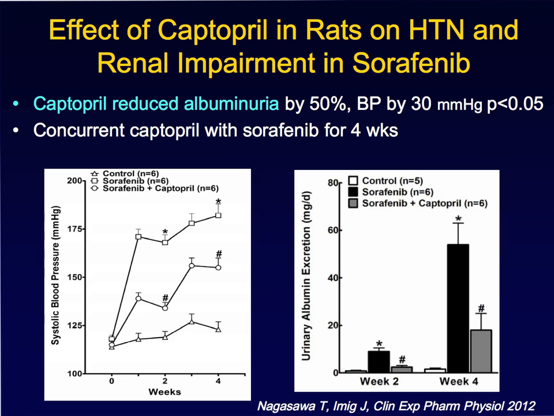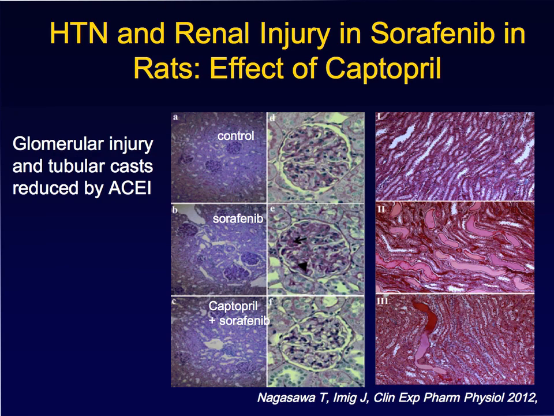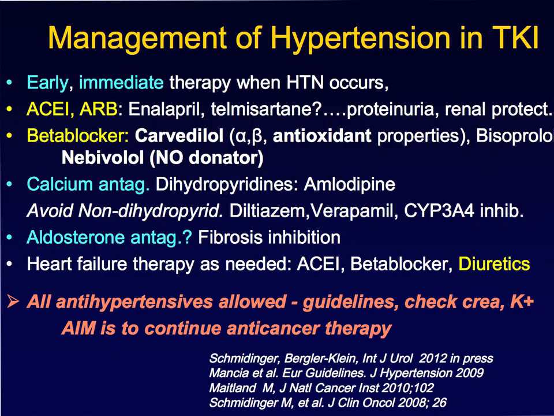And I will wrap it up very quickly. Captopril has been shown to reduce hypertension and to improve the glomerular injury and tubular casts. They were well reduced by the ACE inhibitor. This is a very old ACE inhibitor, and you can see this in rats. And so I think it is very important to manage the hypertension in TKI. We can give ACE inhibitors, beta blockers, carvedilol, which probably also has different antioxidant properties. And I think nebivolol could be very interesting because it is an NO donator in these patients, and I think there are a lot of questions still open.